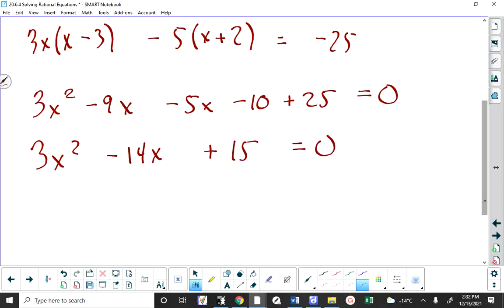I want to double check all of that. I have minus 9x and minus 5x, which is minus 14x. I have negative 10 plus 25, which is 15. Yes? I think so. Oh boy, is it factorable? Do the old b squared minus 4ac trick.